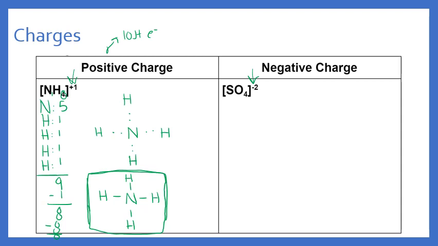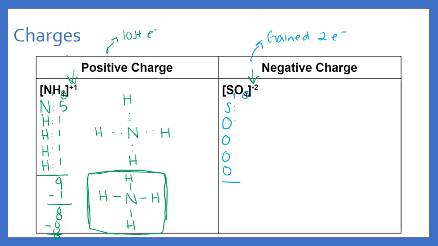Let's look at SO4. The minus 2 means that we have gained 2 electrons. So just like we did before, we're going to line up our elements. We have 1 sulfur, because there's that pretend 1 there, and 4 oxygens. 1, 2, 3, 4.